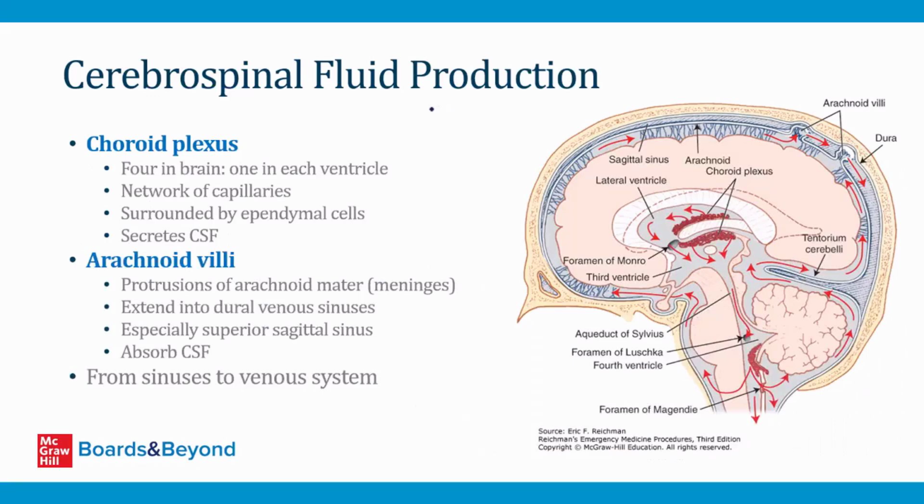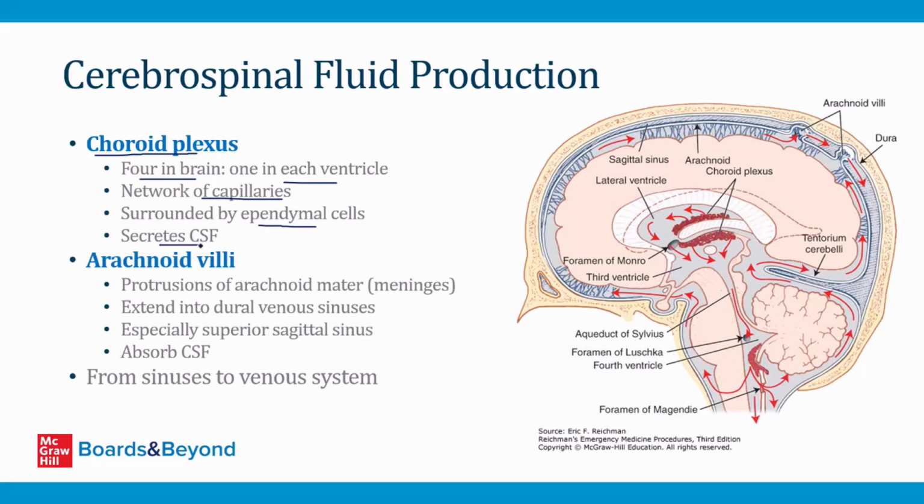Let's talk about how cerebrospinal fluid is produced. So you should know that the structures in the brain that make CSF are called the choroid plexuses. There are 4 of these in the brain. There's 1 in each ventricle. And each plexus is a network of capillaries surrounded by specialized cells called ependymal cells that produce and secrete CSF.